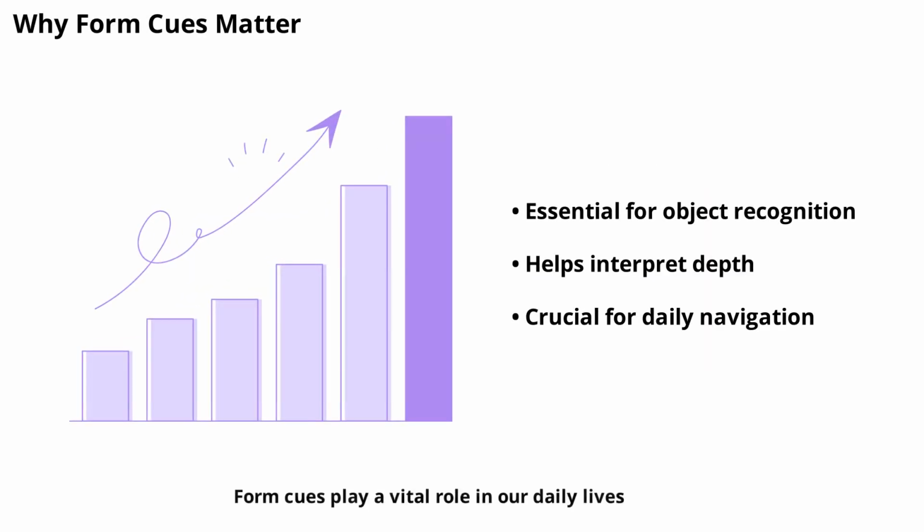Form cues play a vital role in our daily lives. They help us navigate our environment, recognize faces, read text, and even drive safely. Without form cues, the world would appear flat and confusing. Our ability to interpret these cues quickly and accurately is essential for survival and effective communication. For instance, when you see a shadow under a table, you instantly understand that the table is elevated above the ground. This automatic interpretation is possible because your brain is constantly processing form cues.